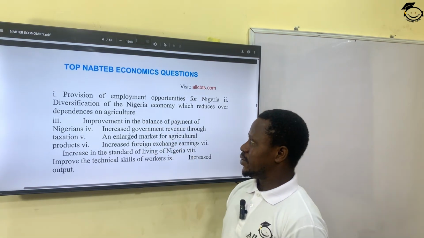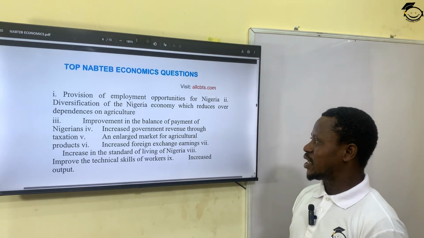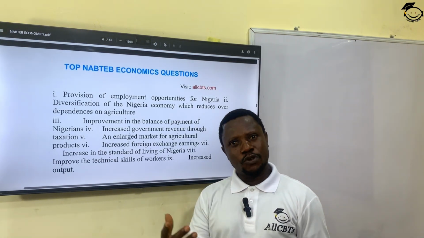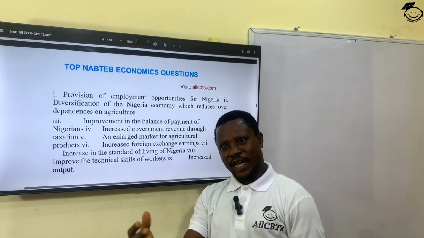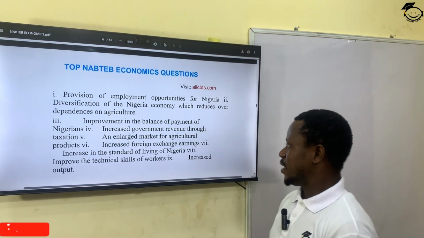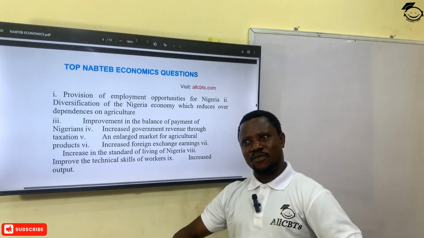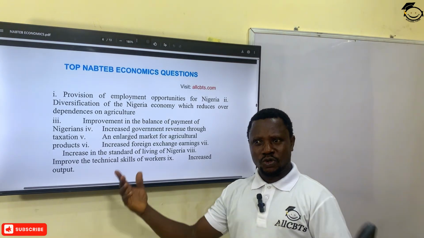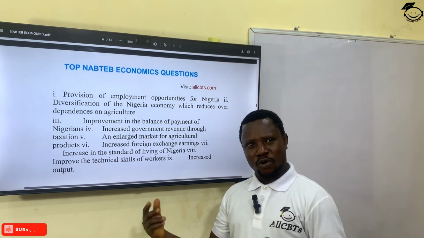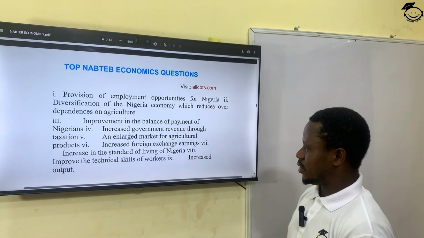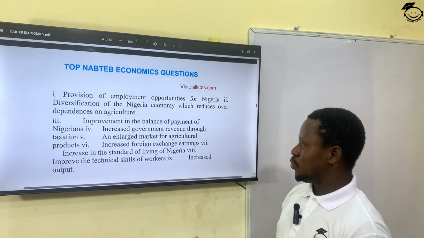What again does industrialization do for us? It increases our foreign exchange earning. When we produce more goods, we're able to earn. As we earn more, our economy is boosted and becomes better. It also increases the standard of living because as we produce more, we have more to consume. We have more to utilize. We depend more on locally produced goods than imported ones. So the standard of living of the people will increase.